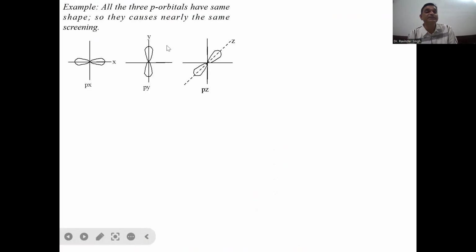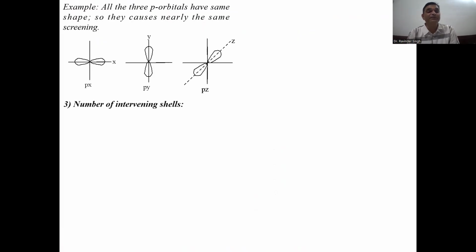In Px, the dumbbell is present on the x-axis. In Py, the dumbbell is present on the y-axis, and in Pz, the dumbbell is present on the z-axis. So all three p orbitals have the same shape, so they cause nearly the same screening effect.